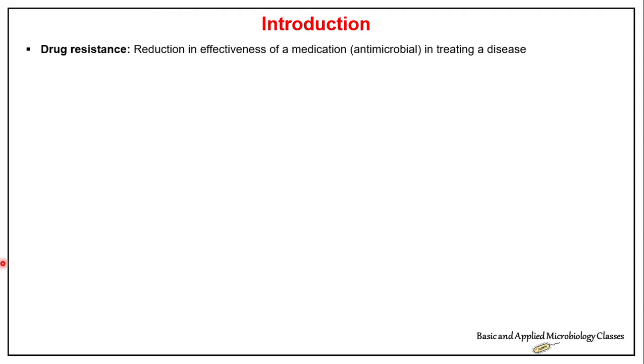So what actually happens in case of drug resistance? Suppose we have formulated a drug, and this drug is designed specially to target a particular disease, and now the drug is not responding to cure or treat that particular disease for which it was designed. It means this is an issue of drug resistance.